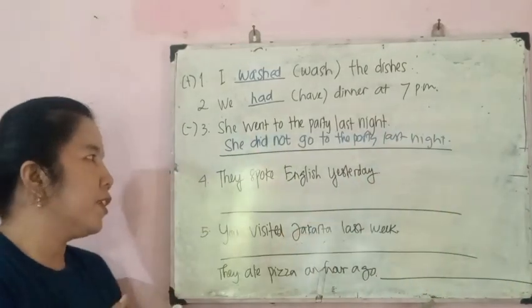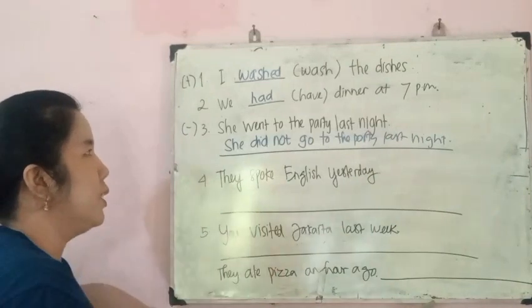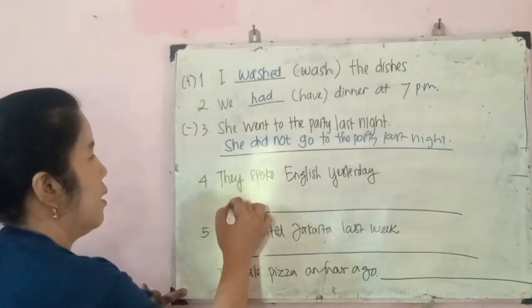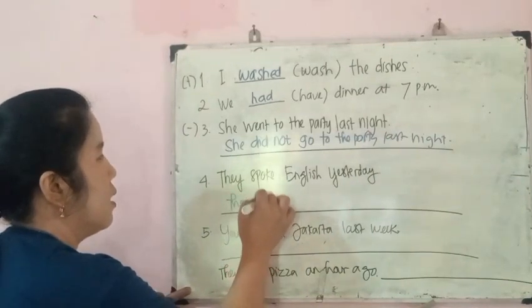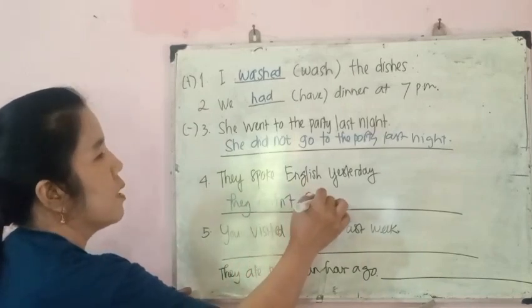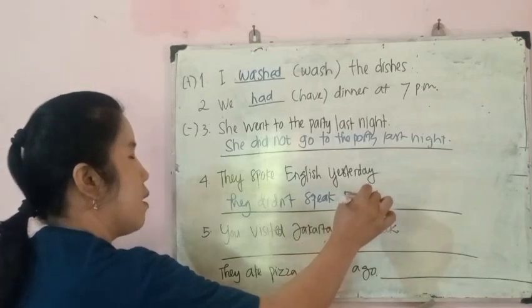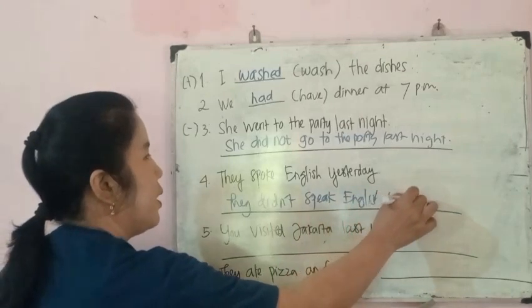Okay, next, number 4. They spoke English yesterday. What do we put here? They didn't. Spoke becomes speak. They didn't speak English yesterday.